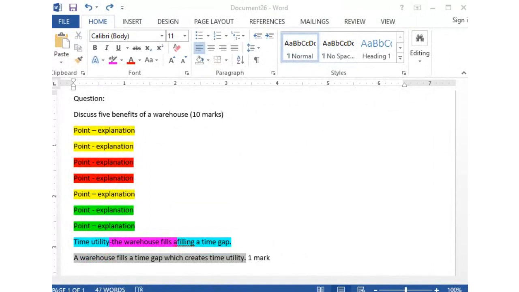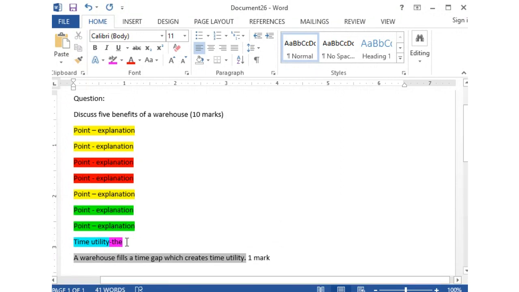I hope I'm still audible. Yeah, you're audible. Okay. Now this is the one where you use a hyphen, the one I'm typing in purple. You write time utility, then put a hyphen. You explain the same explanation here, but with the hyphen, it becomes easier for the examiner to give you the mark. The warehouse creates or fills a time gap.